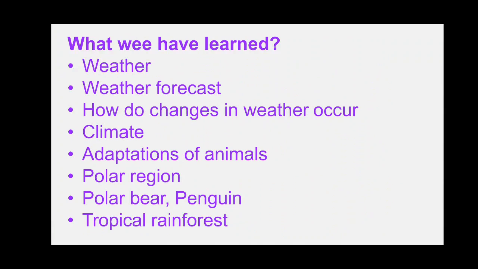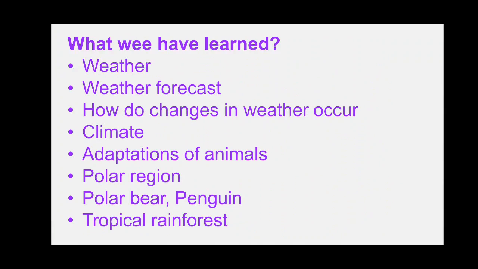How do changes in weather occur? It is all because of the sun. And next, we have seen about the climate. It is the average weather pattern for a long period of time, for example, 20 years, 25 years. If the weather pattern is the same, then we conclude the climate of the place.